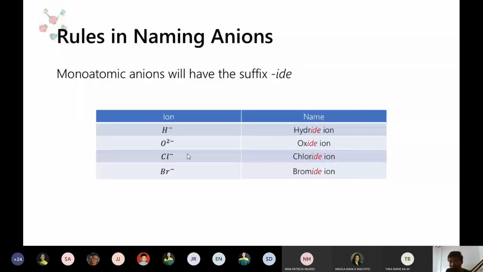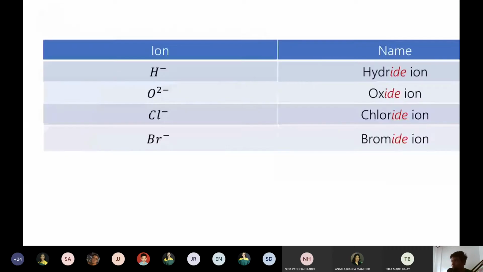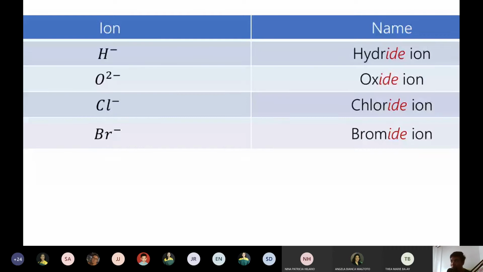Again, anions are negatively charged particles. So we have 4 rules again here, simple ones. This is the first rule. Monoatomic anions will have the suffix "-ide". They're like Japanese, "-ide". So when we say monoatomic anions, that means you only have one atom.